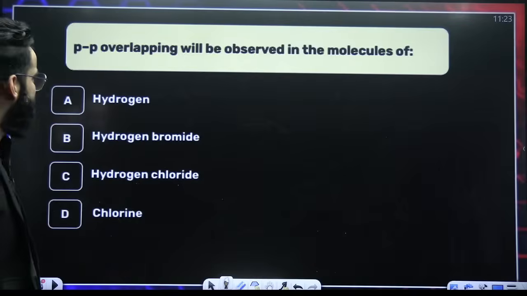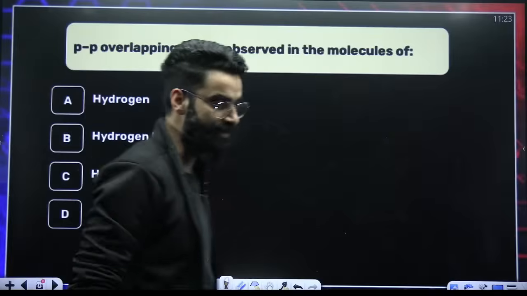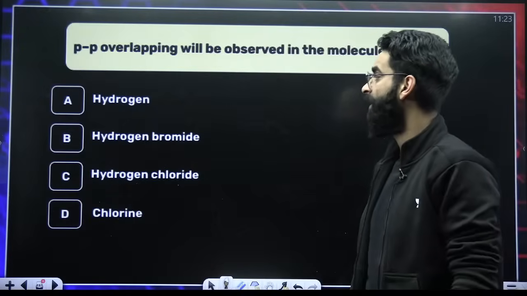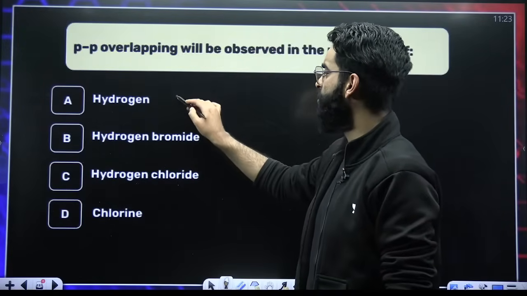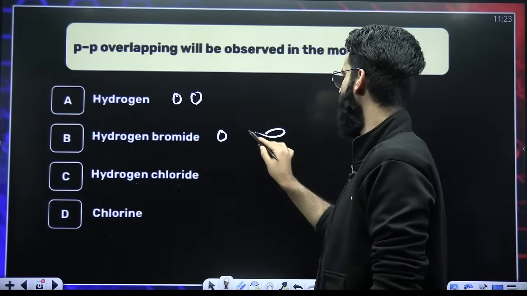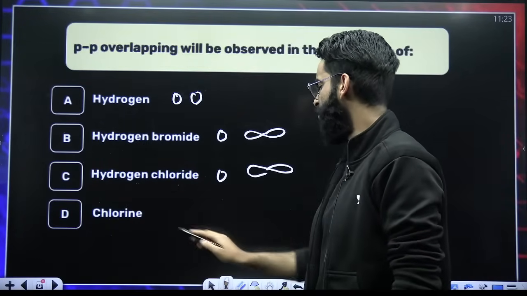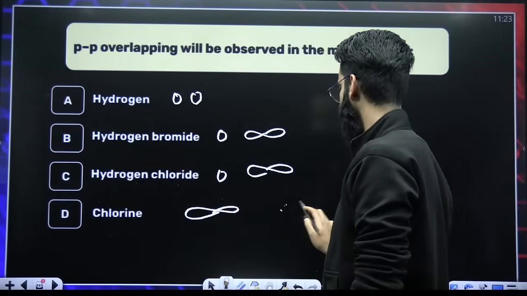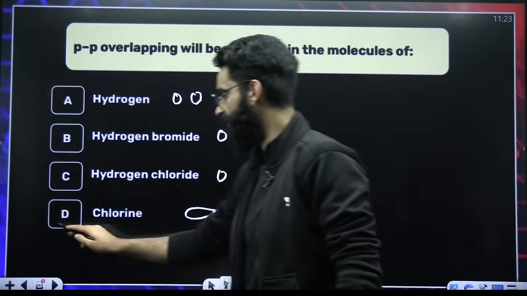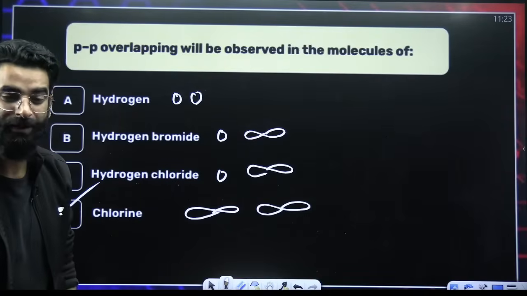Tell me the answer of this question. PP overlapping will be observed in which molecule? In H2 molecule, there will be SS overlapping. In hydrogen bromide, there will be SP overlapping. In hydrogen chloride, there will be SP overlapping. In Cl2 molecule, there will be PP overlapping. Right? In VBT yesterday, we have discussed how your F2 molecule is formed, N2 molecule is formed, O2 molecule is formed, right?